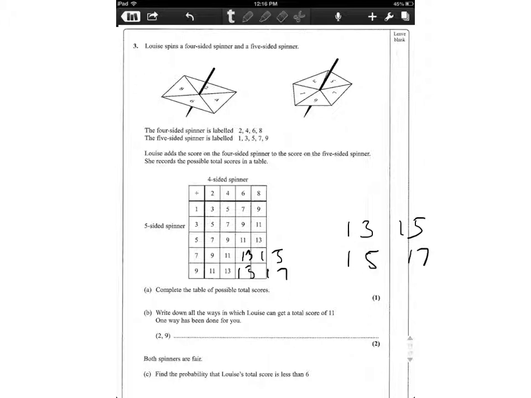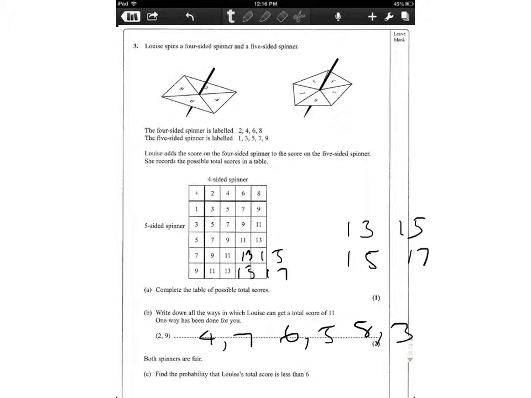Write down all the ways in which Louise can get a total score of 11. One way has been done for you. So we've got 2 and 9. We can have for 11, alright, so we've got 9 and 2, as well as, right, let's have a look, 2 and 9, that's the first one. The next one will be, let's just show you, will be 4 and 7, 4 and 7. The next one will be 6 and 5, and the last one will be 8 and 3.